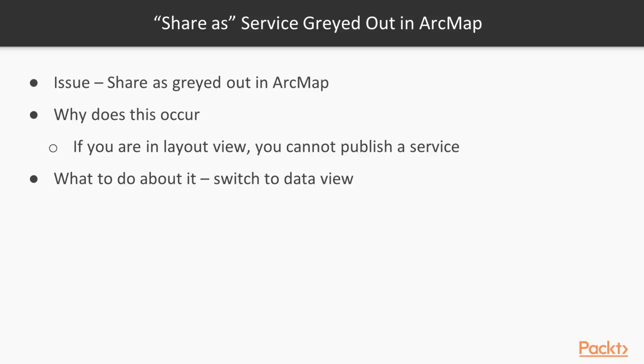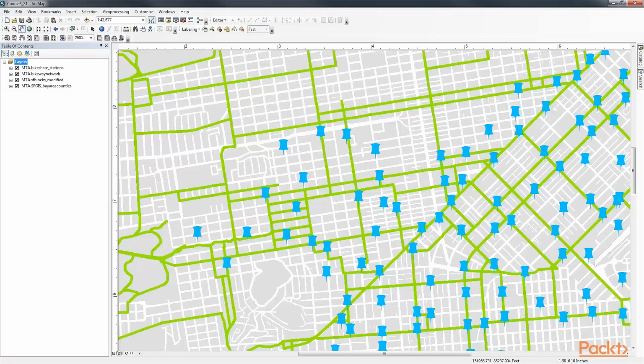If you are going to publish a service from an ArcMap document and the Share As service option is grayed out, well, that means you're in layout view. And the good thing is that it's very easy to fix this. You just switch to data view. So I'm just going to quickly demonstrate what that might look like.